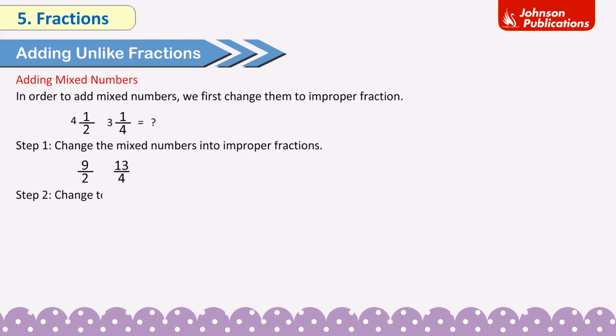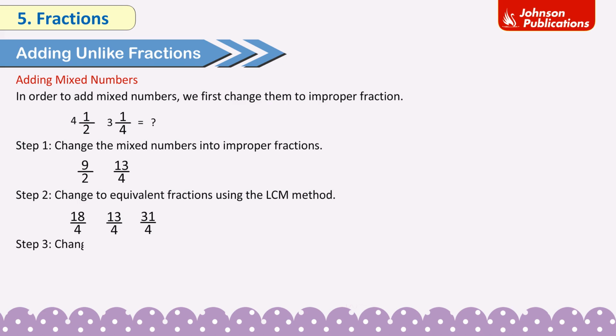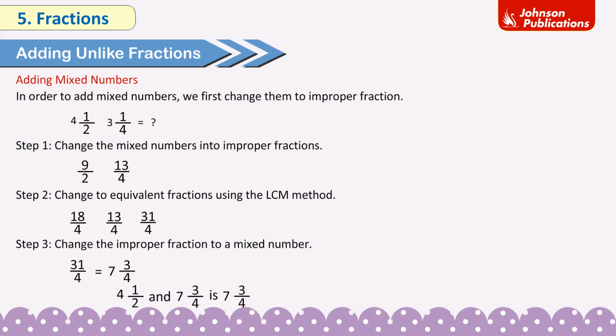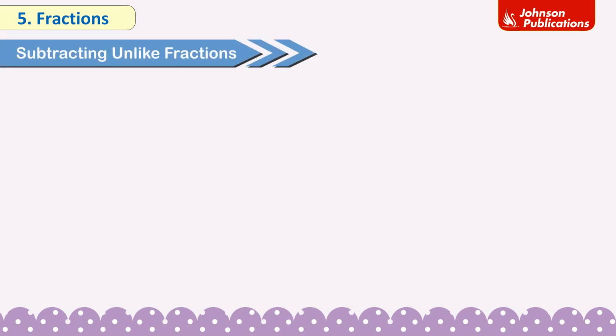Step 2. Change to equivalent fractions using the LCM method: 18/4, 13/4, which gives 31/4. Step 3. Change the improper fraction to a mixed number. 31/4 is equal to 7 and 3/4. Hence, the sum of 4 and 1/2 and 3 and 1/4 is 7 and 3/4.